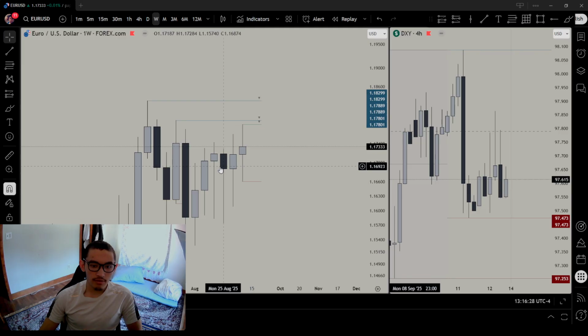Last week of the month, right over here, manipulation. First week of the month, expansion. Second week of the month, accumulation. Third week of the month, manipulation. Fourth week of the month, expansion, right? Which the third week of the month could also expand. Keep that in mind. They could do expansion on a manipulation candle.